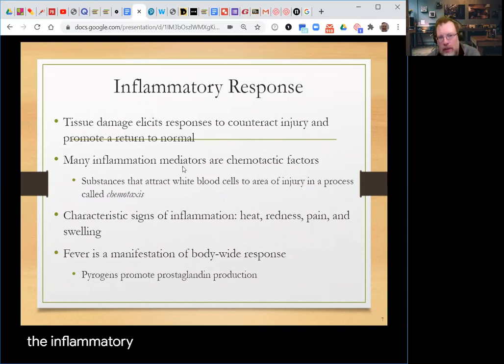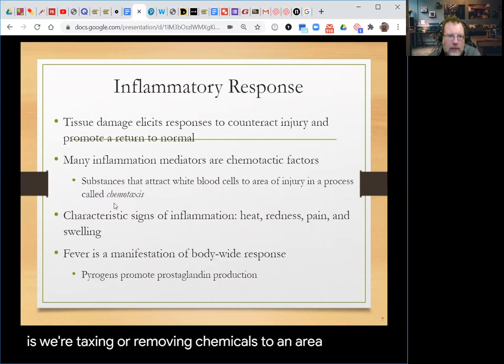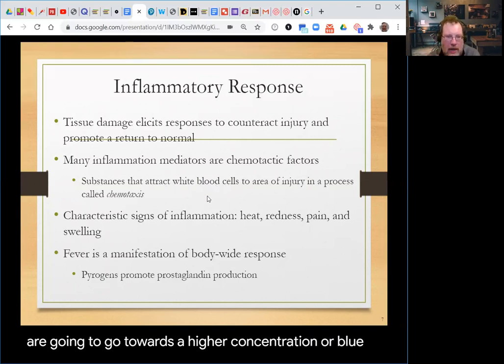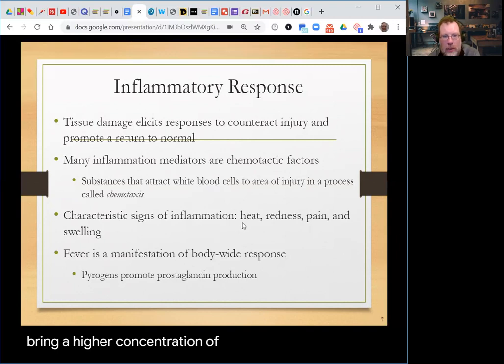So the inflammatory response is going to kick in. We're going to get what are called chemotactic factors. All that means is we're taxing or we're moving chemicals to an area. So here's that term written out, chemotaxis. That's going to attract white blood cells as well as other enzymes. We're going to see heat, redness, pain, swelling. So chemotaxis, chemotaxins, chemotactic factors. Again, these are all chemicals that are going to go towards a higher concentration or bring a higher concentration of white blood cells to the area.